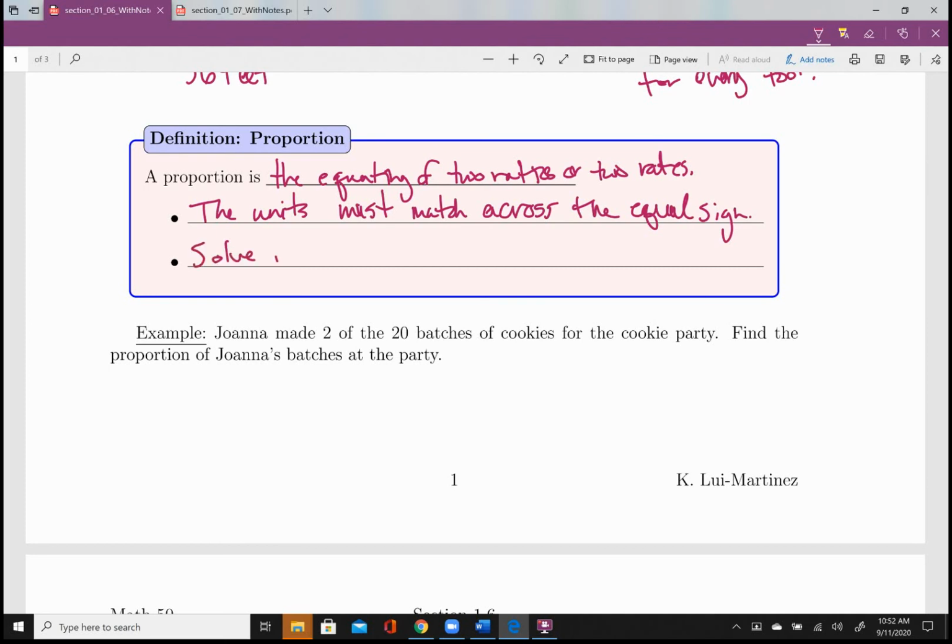Solve proportions containing an unknown by using the cross product.